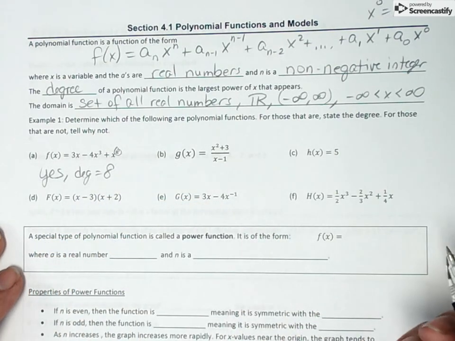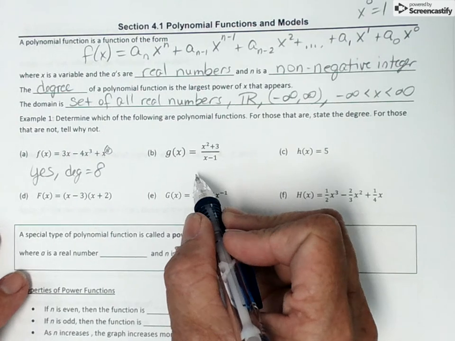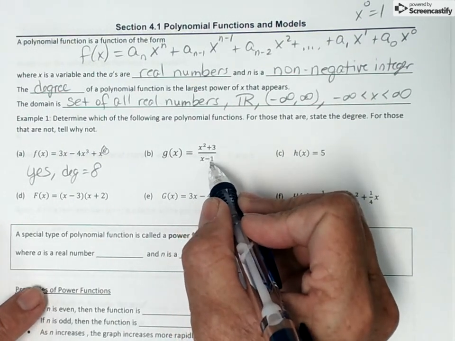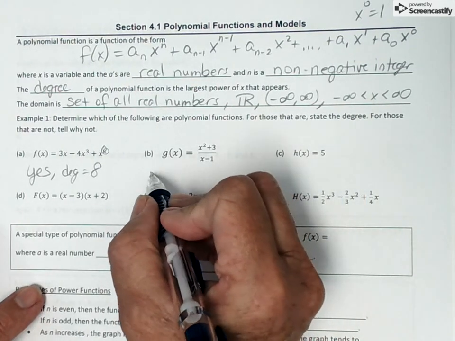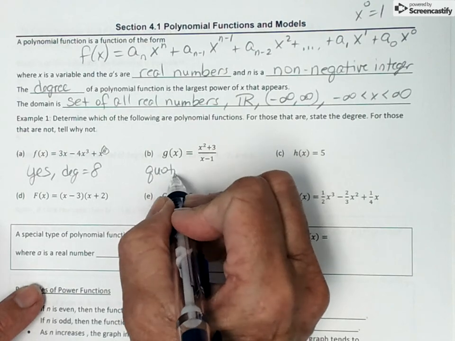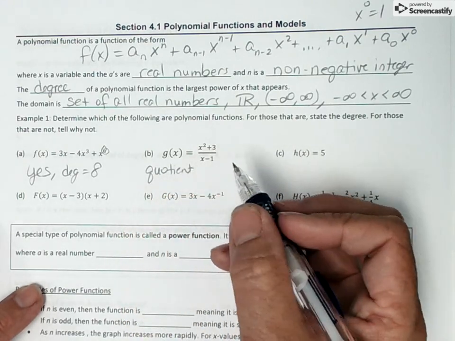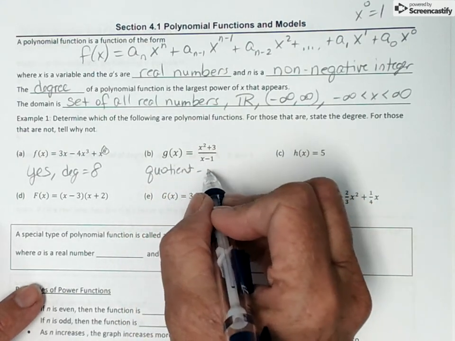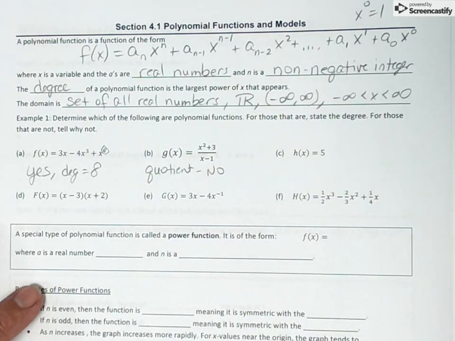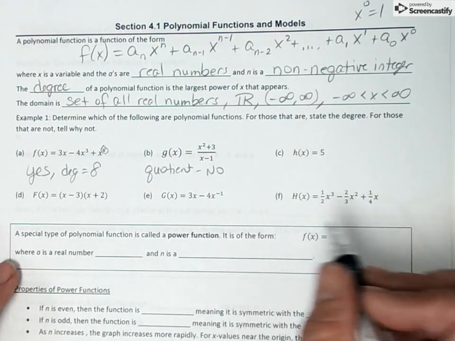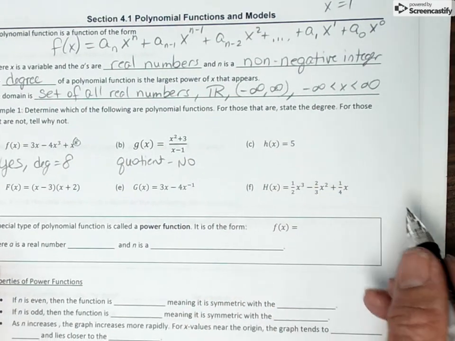On function b, notice I have an x in the denominator. This tells me this is a quotient, which is not a polynomial function. So no, it is not a polynomial function. It is a function, just not polynomial.